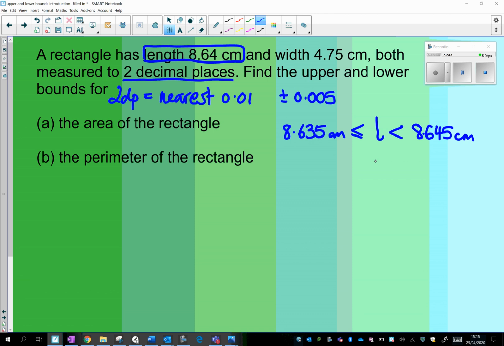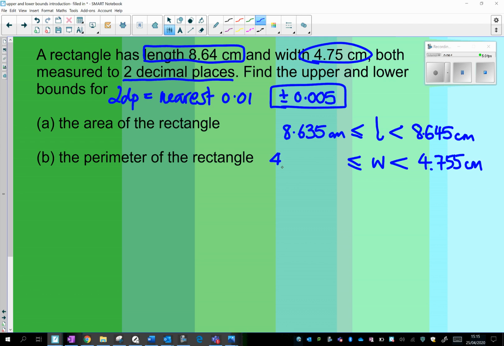Okay, the width of the rectangle is going to be in between. So we've got 4.75, adding and subtracting 0.005. So the maximum is 4.755 centimeters, and the minimum width is going to be, sorry, brain got a bit scrambled then, 4.745 centimeters.